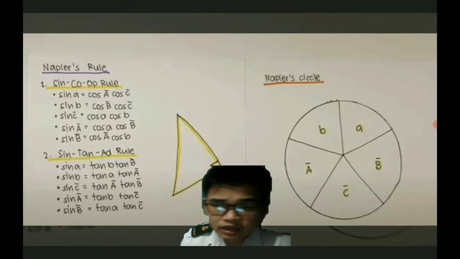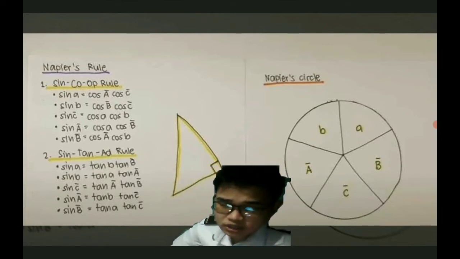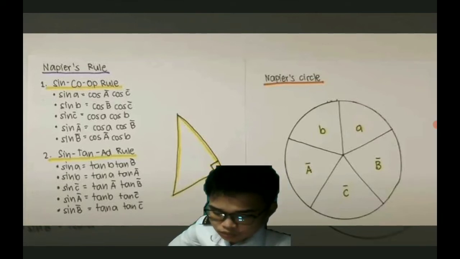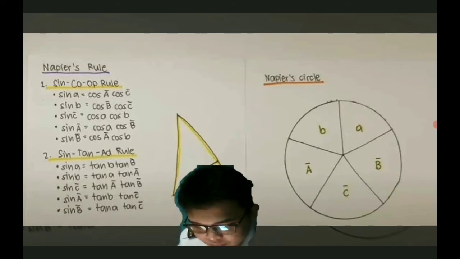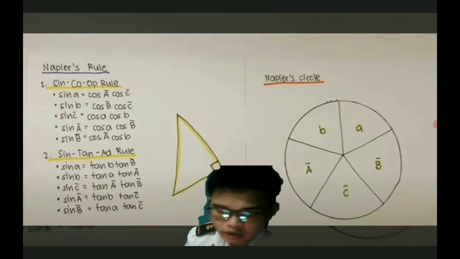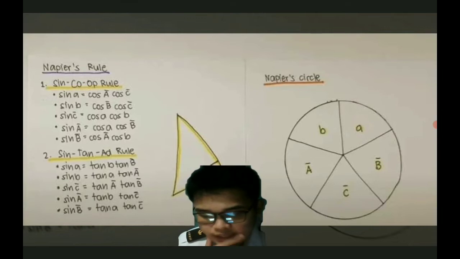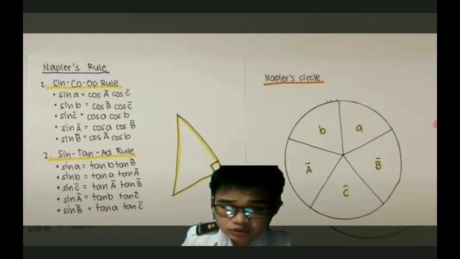So first, let me explain the sine cosine opposite rule. The sine of any middle part is equal to the product of the cosines of its opposite parts. So therefore, sine is equal to cosine of the opposites. For example, sine C bar equals the cosine of the opposites, which are sine B and A.